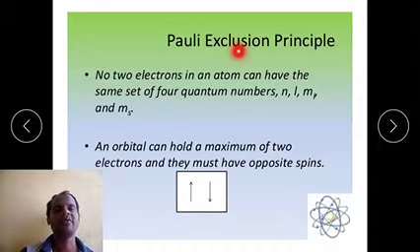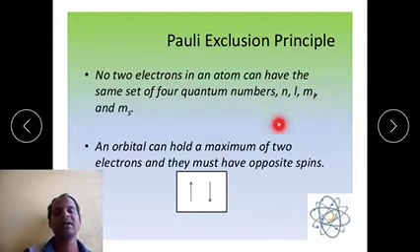Once again I'm repeating Pauli's exclusion principle: no two electrons in an atom can have the same set of four quantum numbers N, L, M and Ms.